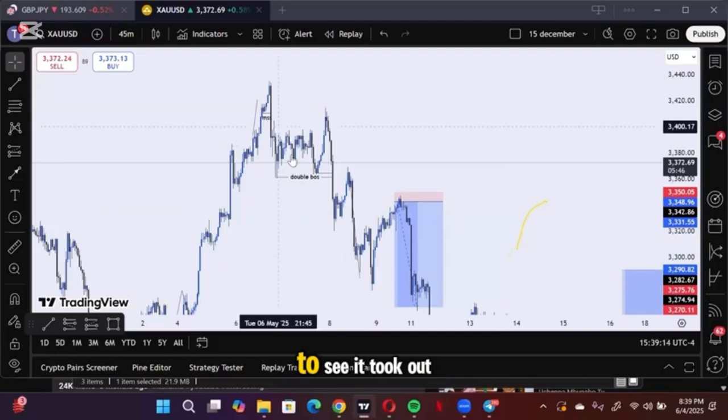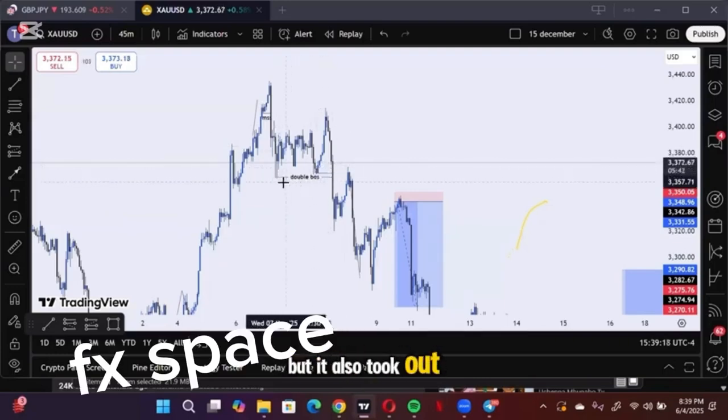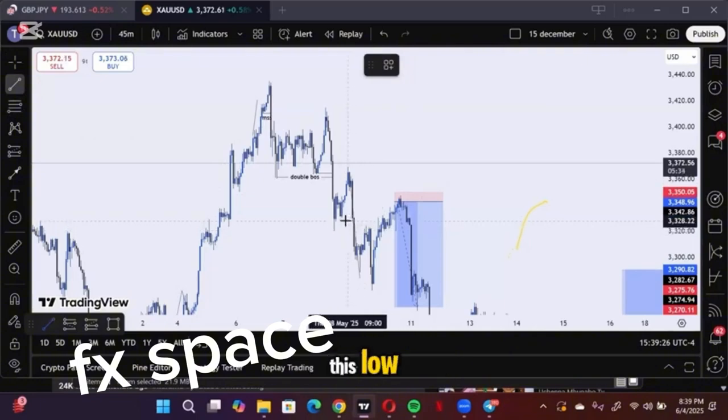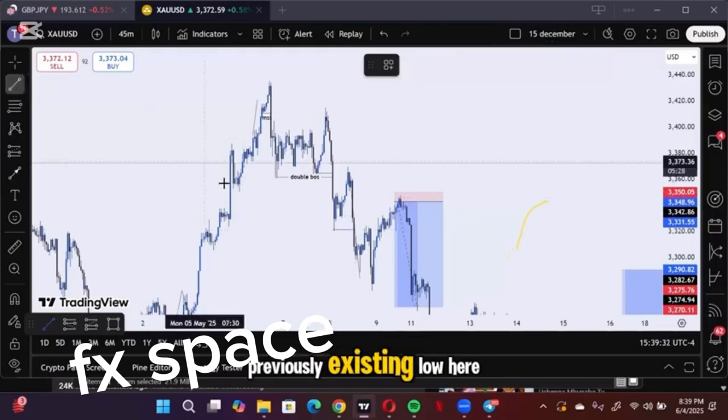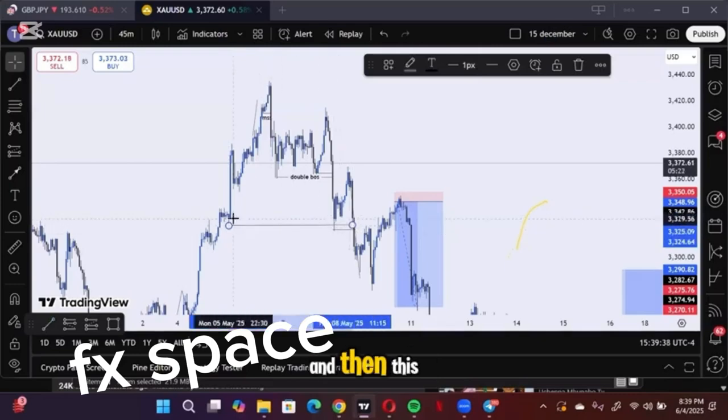So when it takes out, see, it sold and then took out this low, but it also took out a previously existing low here also. That is what you call a double break of structure. Same as this, took out this low, but there was also a previously existing low here. So it took out this and then this. So this is what you also call a double break of structure.